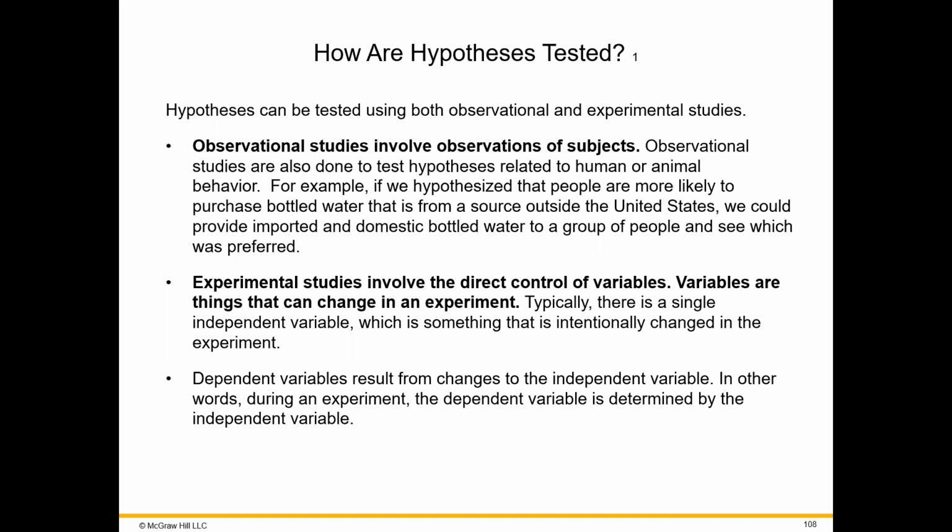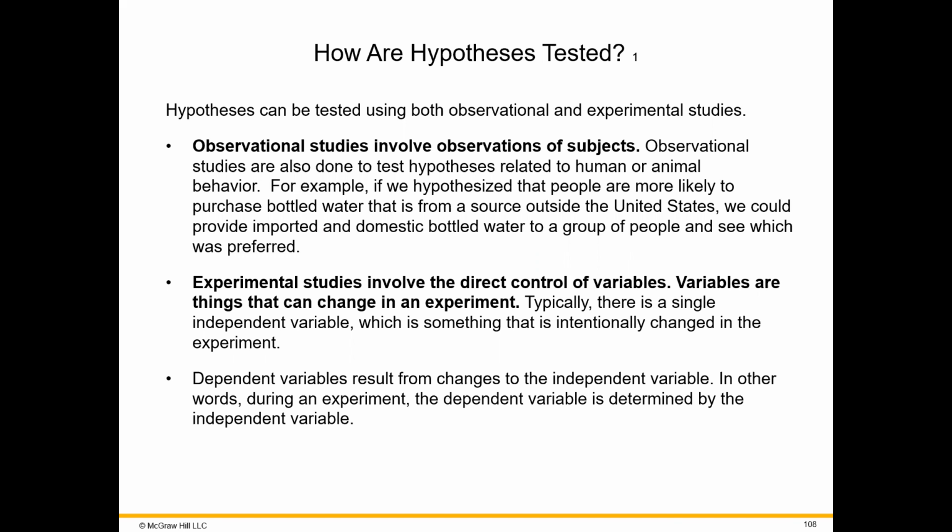Now, hypotheses can be tested using both observational and experimental studies. Observational studies just involve observations of subjects. This is what we see related to human and animal behavior, and a lot of ecological natural ecosystems studies are observational because they cannot be recreated in a lab.